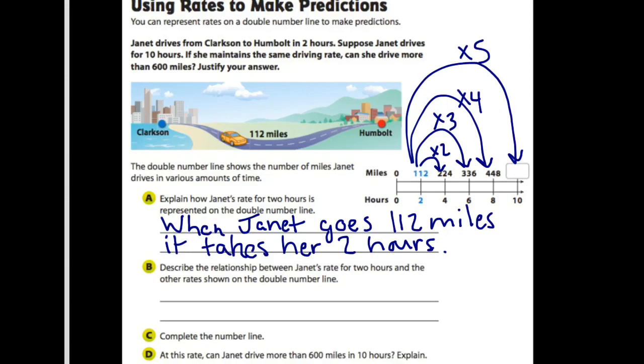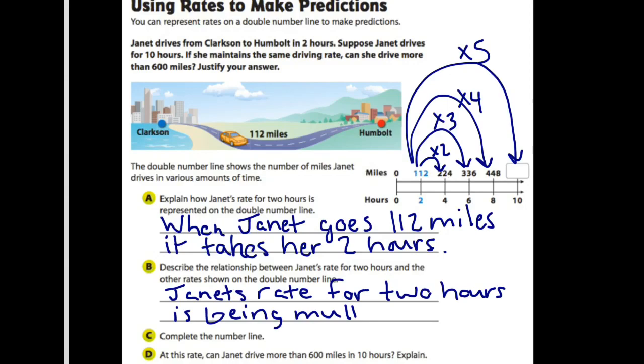Describe the relationship between Jeanette's rate for 2 hours and the other rates shown on the double number line. So, Jeanette's rate for 2 hours is being multiplied by different numbers. So those numbers being 2, 3, 4, 5.